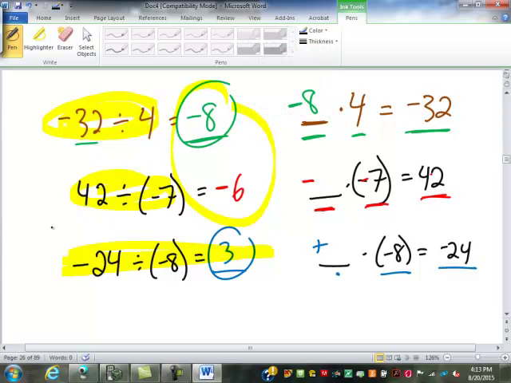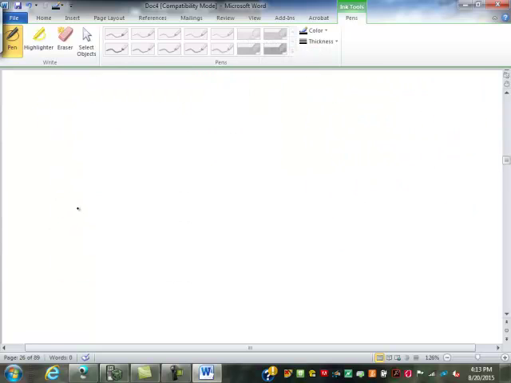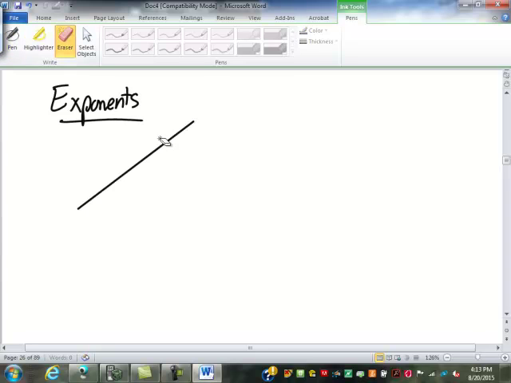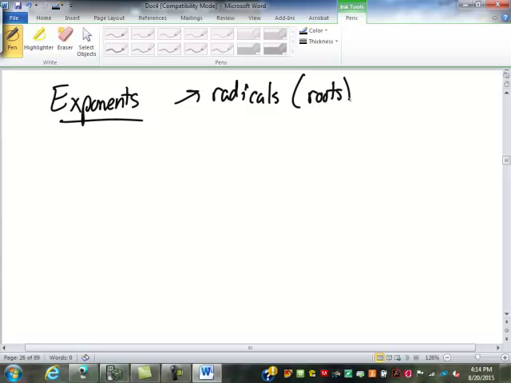Well, enough of strictly working with negatives. We're going to look at then a new operation. And that operation is exponents. And we're actually only going to look at one portion of the exponents, because exponents include what we call radicals, or roots, and powers. Powers are the portion that we're going to be looking at today.